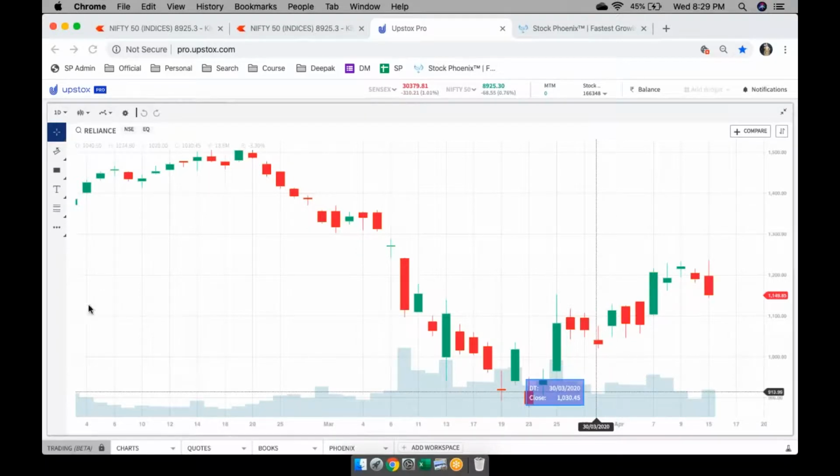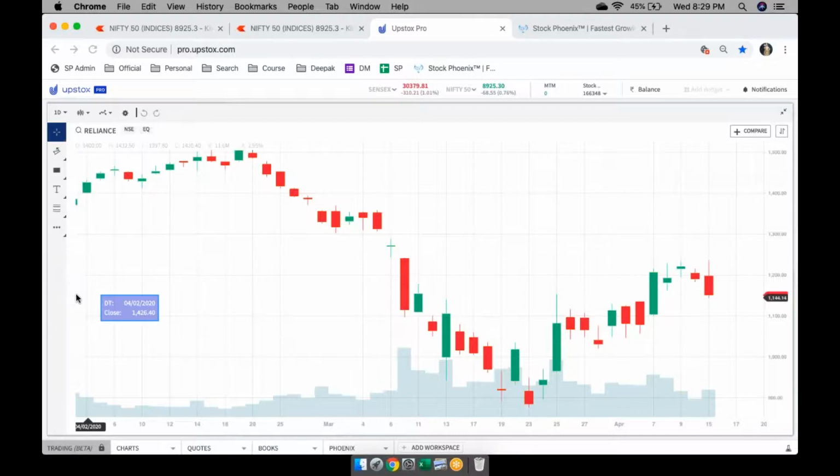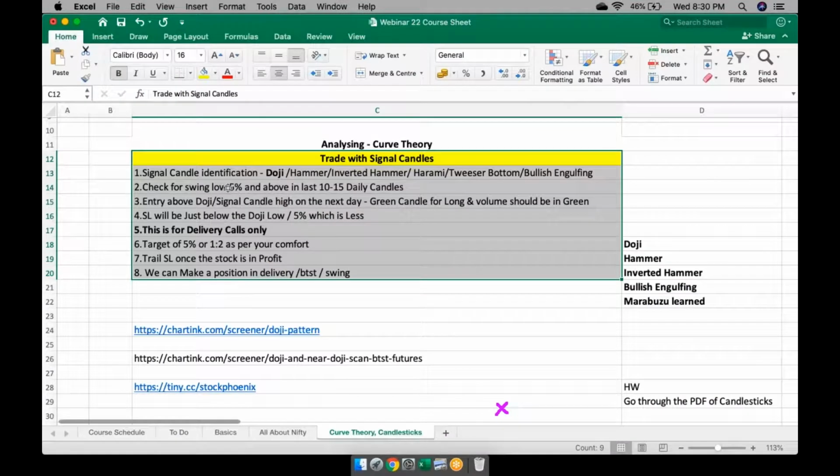Okay, so this is called a signal candle. This is almost like a doji. It is not exactly a doji, but we can accept this particular candle as a doji because we could not see a significant big real body. It is like 90% matching a doji, so I am convinced. Number one, identifying the signal candle: signal candle identification I have done.